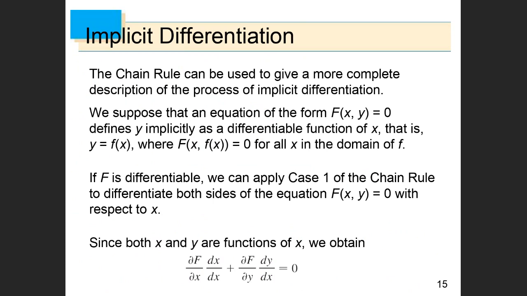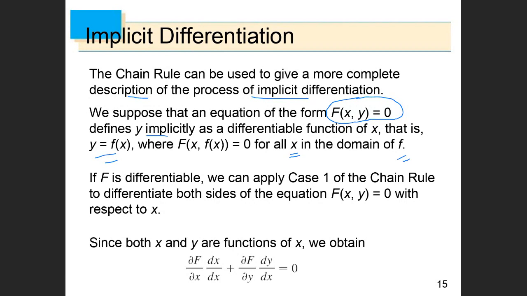So, in fact, the chain rule here is a useful tool that can be used to give a more complete description of the process of implicit differentiation. So suppose that an equation of the form F of x, y equals 0 defines y implicitly as a differentiable function of x. That is, y is a function of x, but maybe you cannot retrieve it. But capital F of x is equal to 0 for all x in the domain of F. Okay?